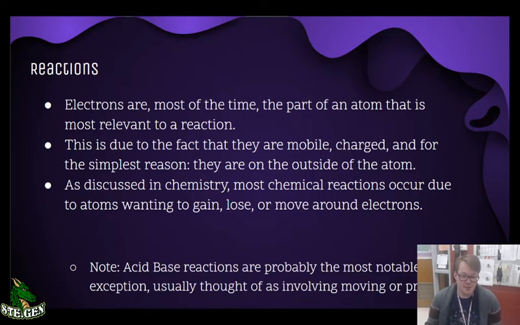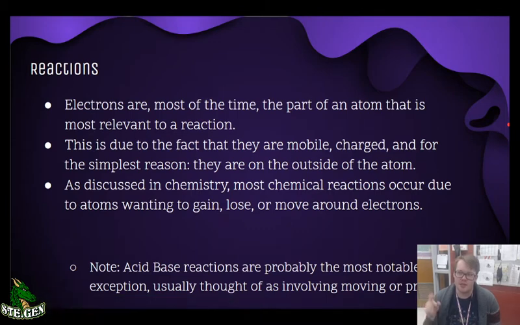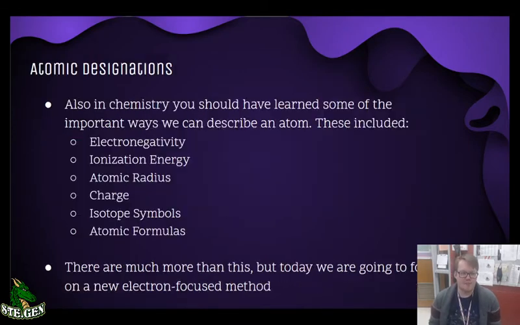As we discussed in chemistry, most chemical reactions occur because atoms are trying to gain, lose, or move around their electrons, usually to try to get a full octet. One exception to that is acid and base reactions. They usually involve protons moving around, but those also take place usually in liquids, and there's a couple other things going on with that. But we'll get to that a little bit later on in the class if we have time.